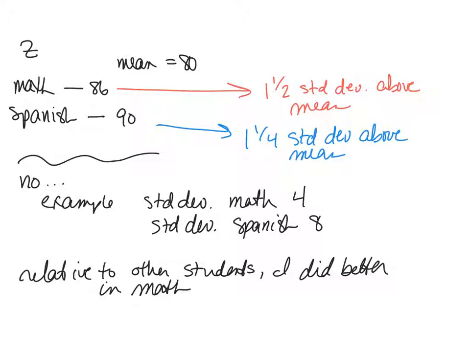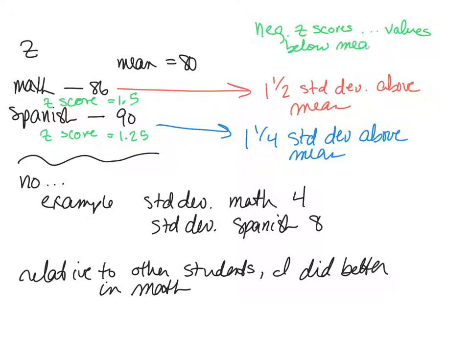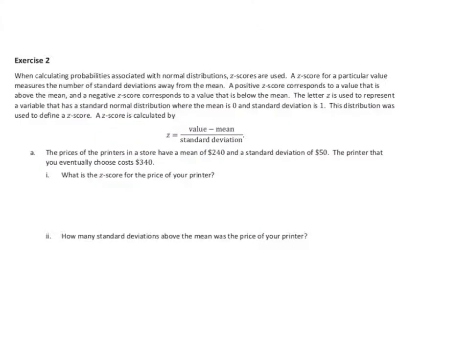All right, so what's really going on here is the z-score for math is 1.5, and the z-score for Spanish is 1.25. Okay, that's what we're working on today. Also, I'll point out that negative z-scores indicate values below the mean. In our example here, we talked about above the mean, right? All right, moving on. Okay, exercise 2.